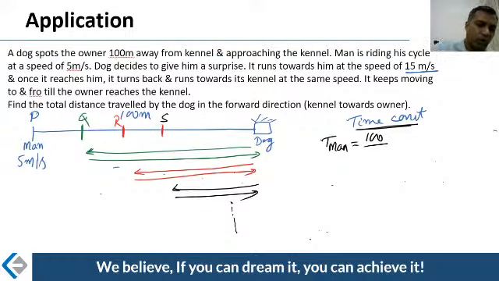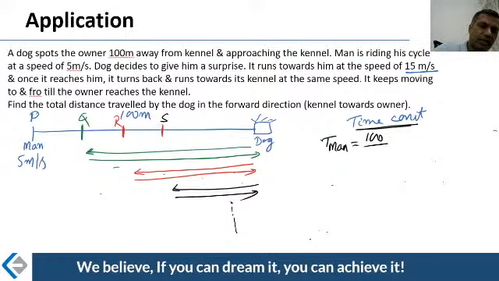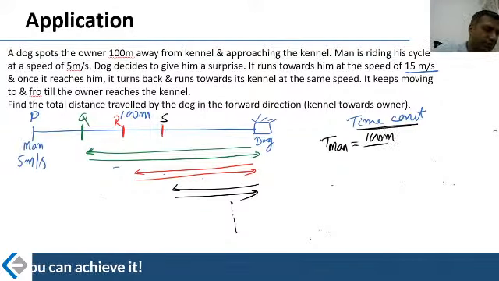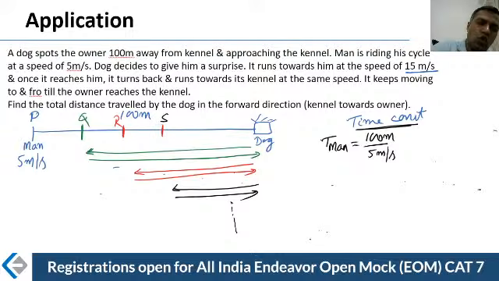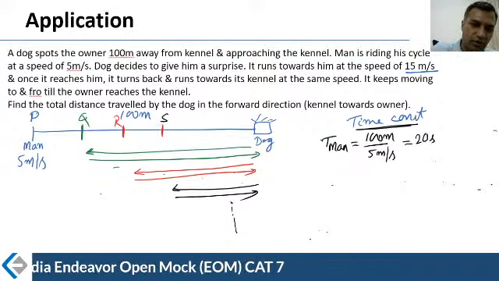Okay, time taken by the man. What is the distance here? 100 meters. What is the speed with which the man is traveling? 5 meters per second. Therefore, how long will this man be traveling? 100 divided by 5, 20 seconds. This man will be traveling for 20 seconds. Therefore, the dog was also active for 20 seconds.